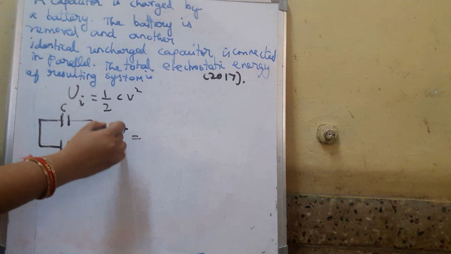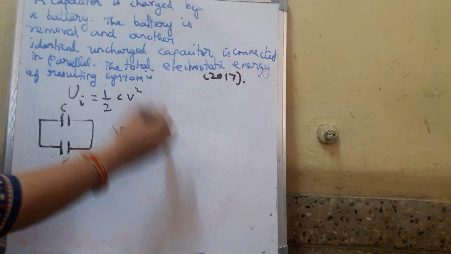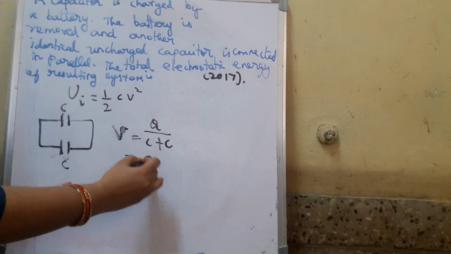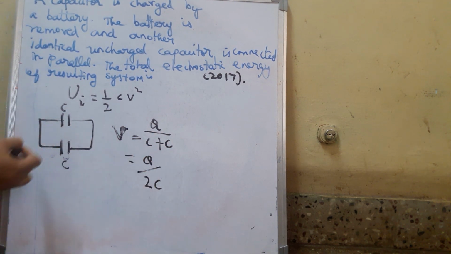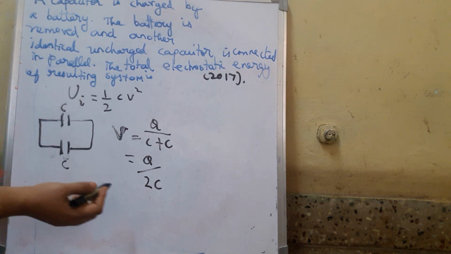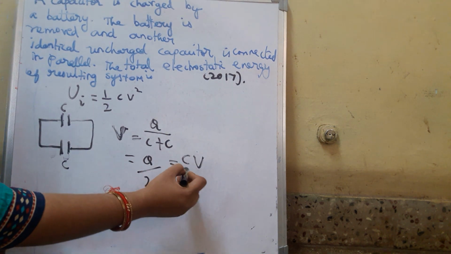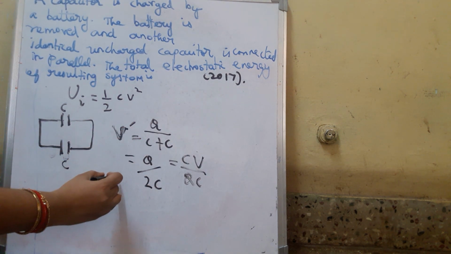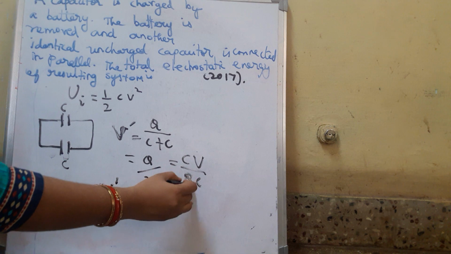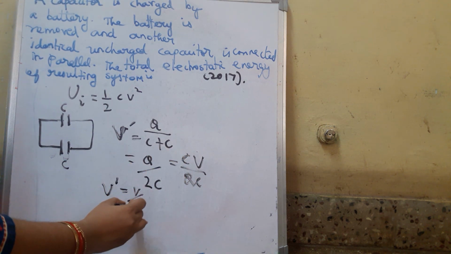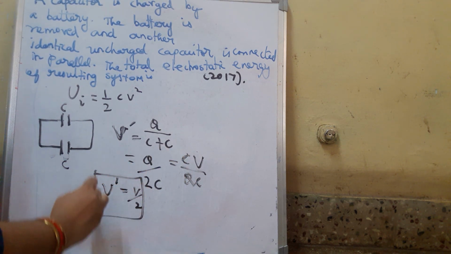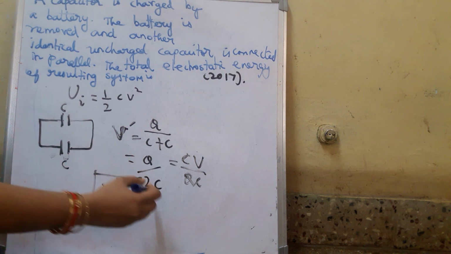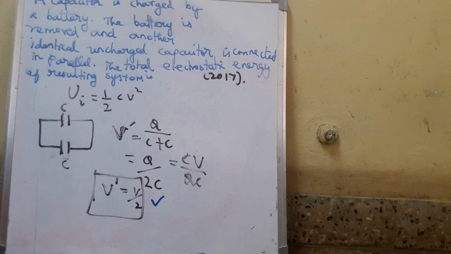How do I find the common potential? Total charge by total capacitance, that is C plus C. So Q by 2C. Q in terms of capacitance and potential is CV, so CV by 2 times C, this is the new potential V prime. V prime is equal to, cancelling C, V by 2. Shall I write like this? Now I know what V prime, the new potential, is.